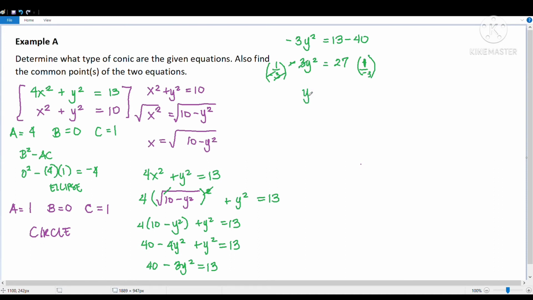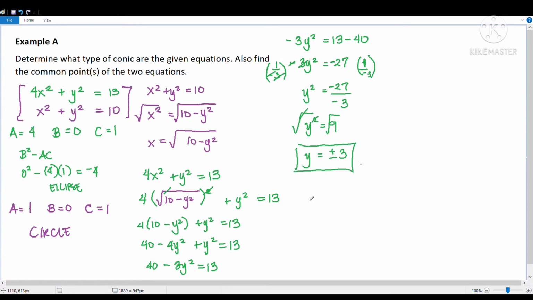The remaining variable here is y squared, equal to negative 27 over negative 3. And then y squared is equal to negative 27 over negative 3, which is positive 9. We are solving for the value of y. In this case, we have to eliminate the power of 2 on our y, so we use the square root on both sides. So we have y on our left side, and the square root of 9 is positive and negative 3. So we have two values of y.